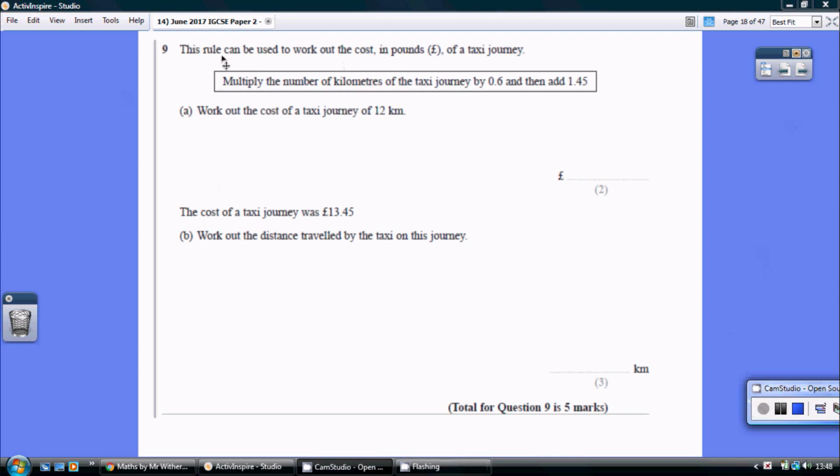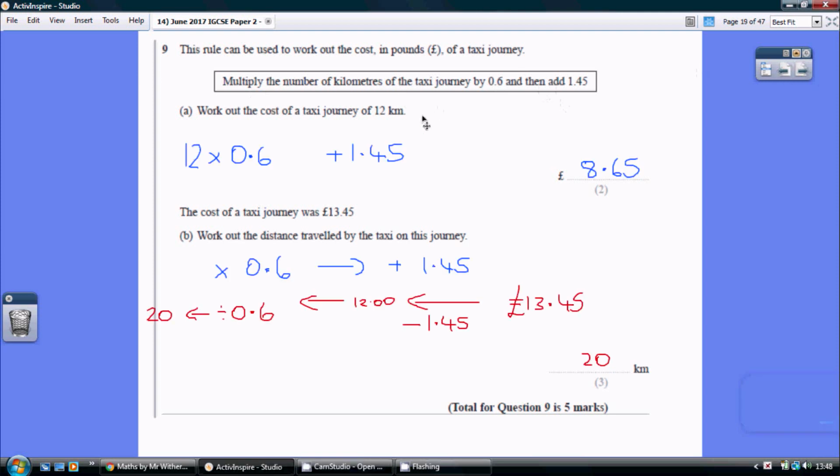Question 9. So this rule can be used to work out the cost in pounds of a taxi journey. Multiply the number of kilometres by 0.6 and then add 1.45. So we take our 12 kilometres, we multiply it by 0.6, so do 12 times 0.6 and get that on your calculator, add 1.45 to that and you get £8.65.